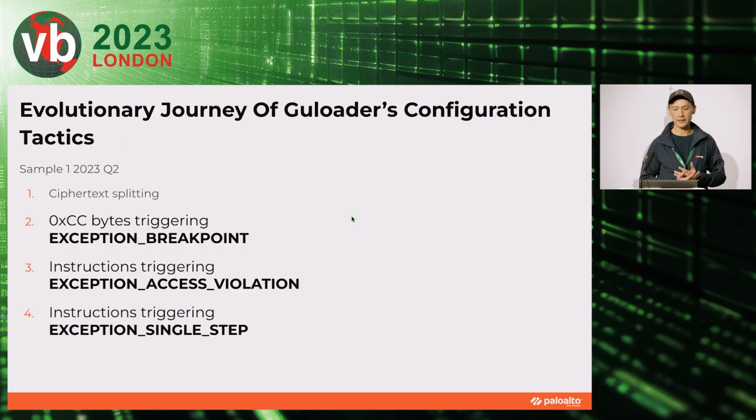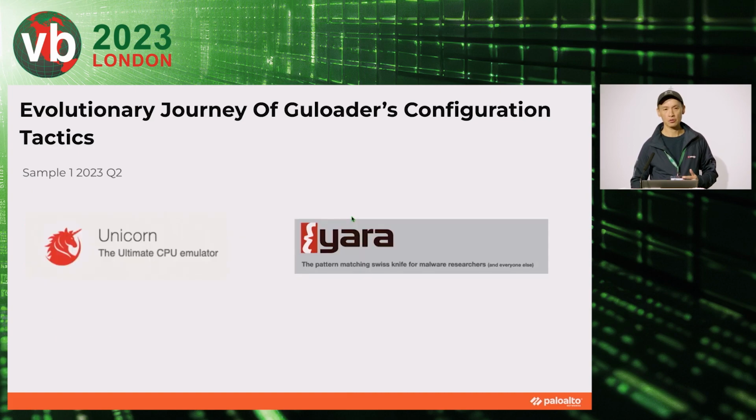So all in all, this sample of the bootloader made use of ciphertext splitting and then 3 different exceptions in order to carry out its hiding of its configurations. So what can we do about it? Previously, I mentioned the use of find and replace. We know that it's impossible because there are just too many combinations.